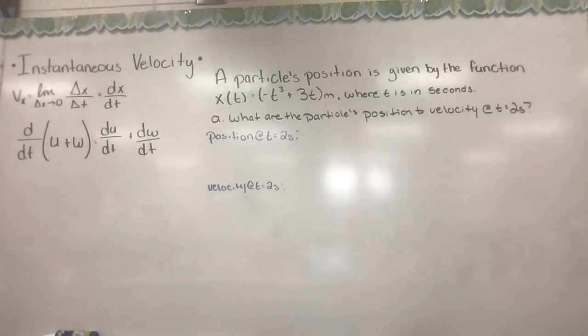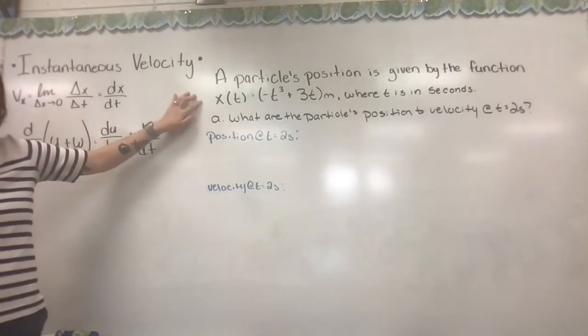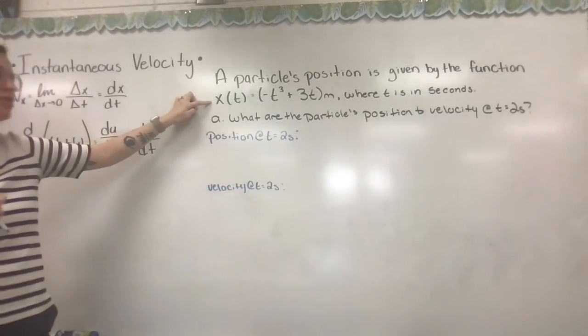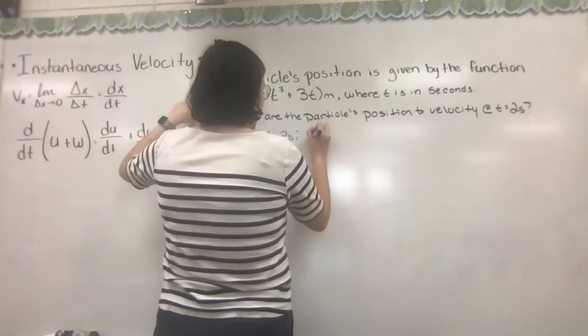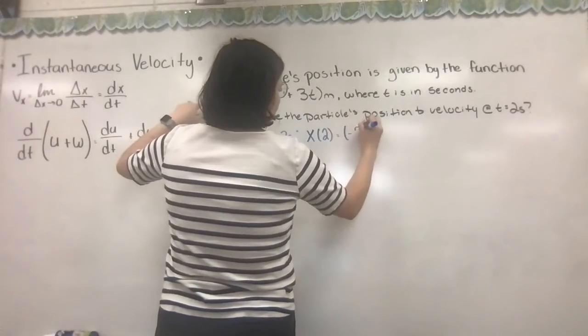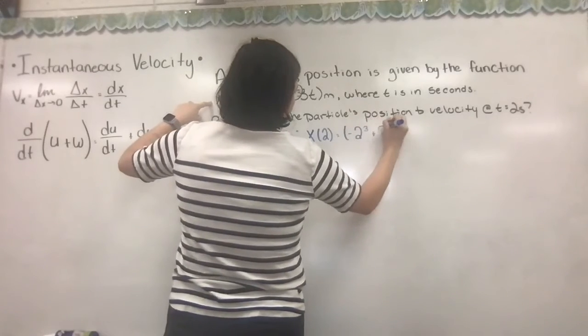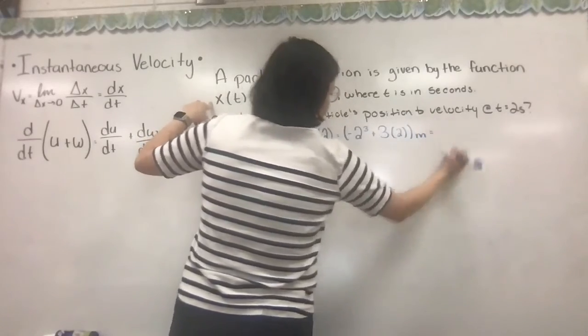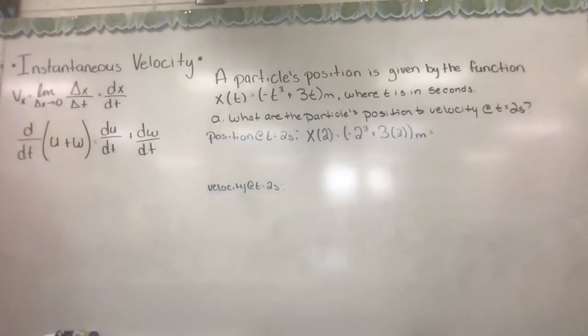How do you think we're going to have to handle finding its position at t equals 2 seconds? Do we have to do anything to that equation? No, this is the position function. So all we have to do here is plug in what for t? 2. So the position at 2 is equal to negative 2 cubed plus 3 times 2. So if somebody can type that into their calculator and tell me what they get.